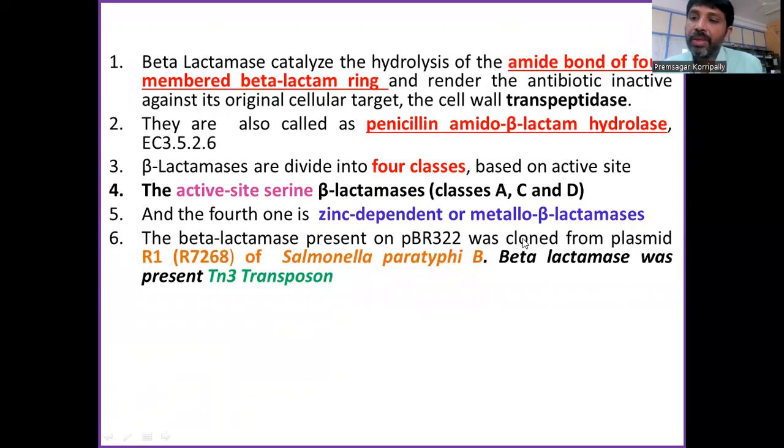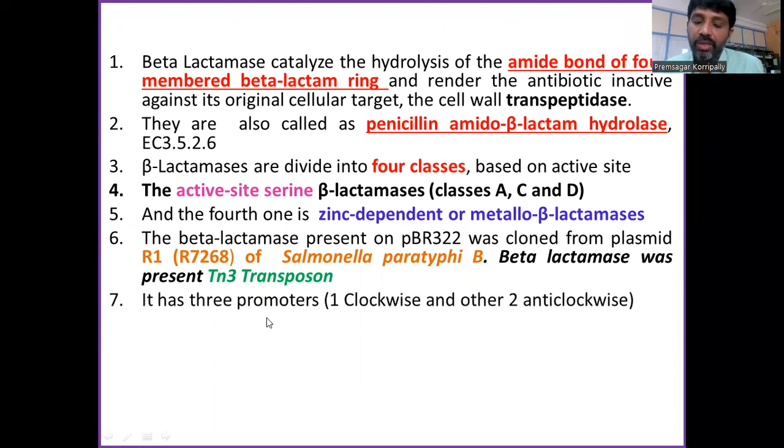This beta-lactamase was first identified from the Salmonella paratyphi bacteria. It has one plasmid called R7268. This plasmid has the beta-lactamase, and in the plasmid there is a transposon called Tn3 transposon. That Tn3 transposon has the beta-lactamase gene. As I told you, beta-lactamase has 3 promoters, 2 anti-clockwise and 1 clockwise.